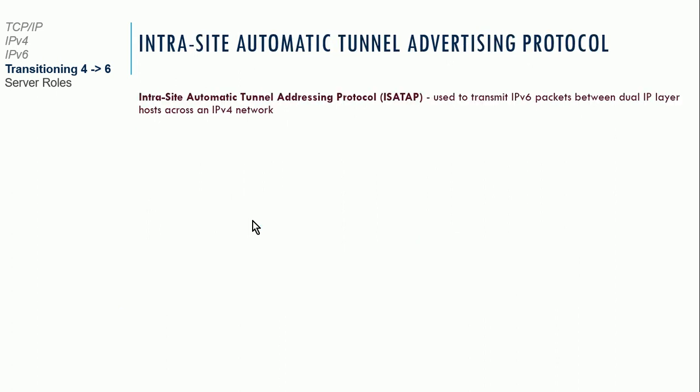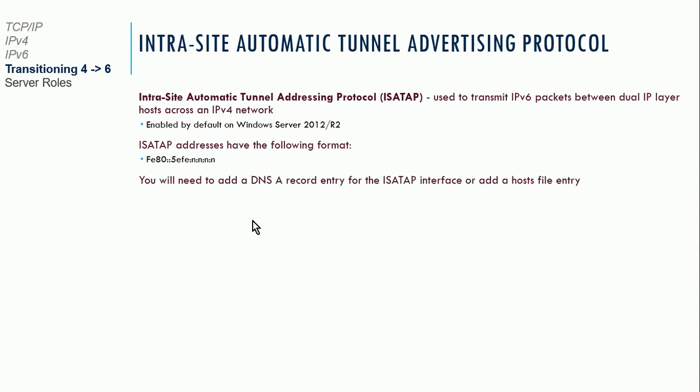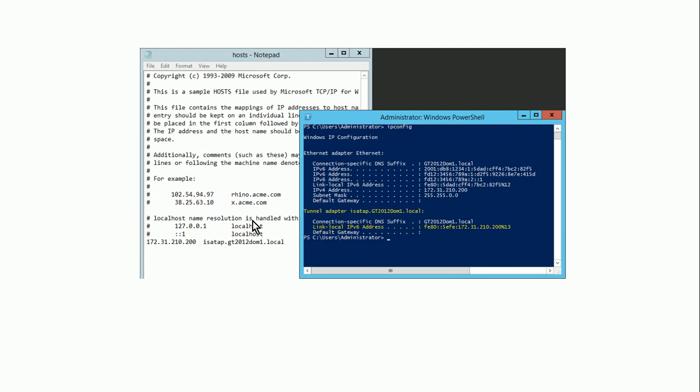Another option we have is intra-site automatic tunnel addressing, or ISATAP, used to send IPv6 packets between dual IP layer hosts across an IPv4 network. This is enabled by default in Windows 2012. Addresses have the following format, so they start with FE80. You'll need to add a DNS A record in your host file in order for ISATAP to work. So it would look like this.